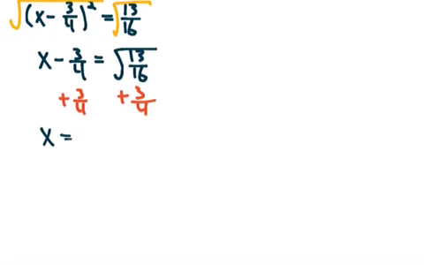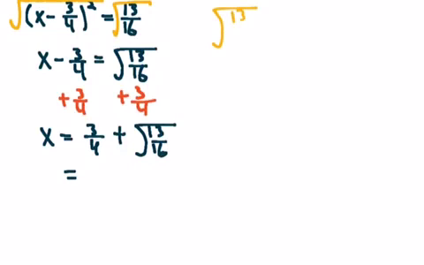x is equal to 3 over 4 plus or minus the square root of 13 over 16, and we can do this because, remember, on the last slide we talked about how to apply that square root. So the square root of 13 over 16 is the same as saying the square root of 13 over the square root of 16, which will be the square root of 13 over plus or minus 4.